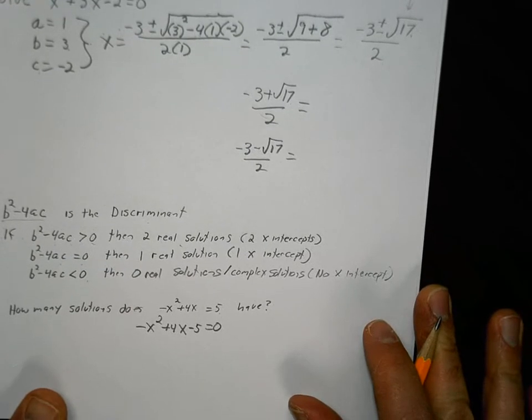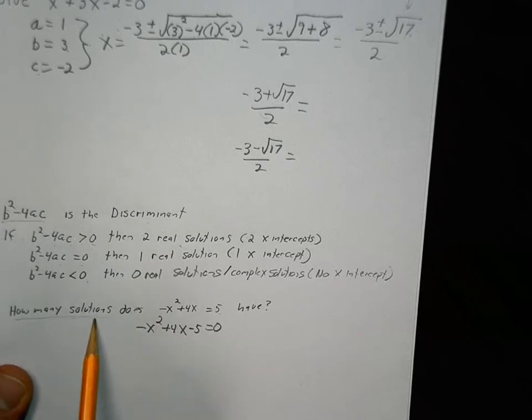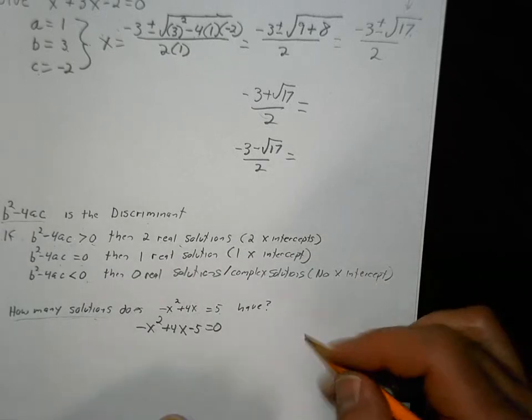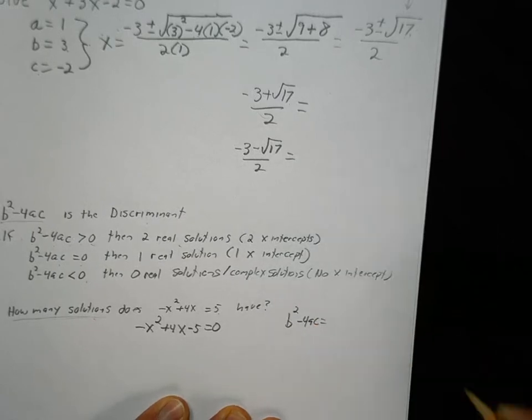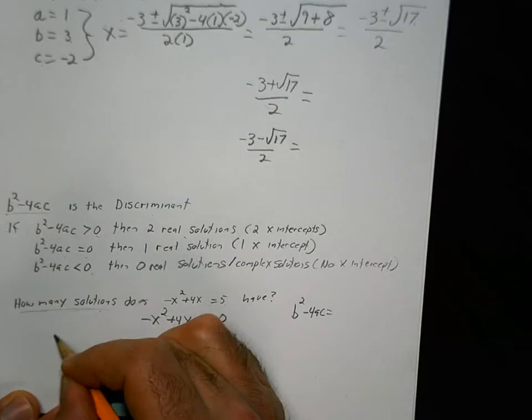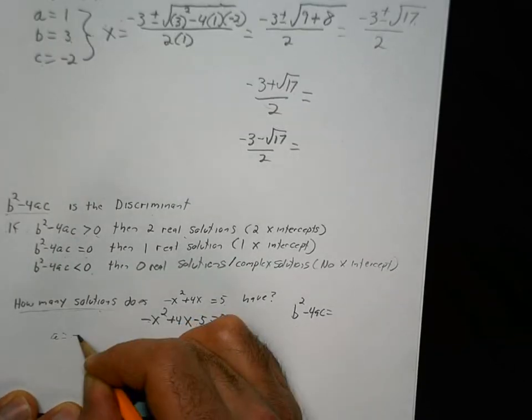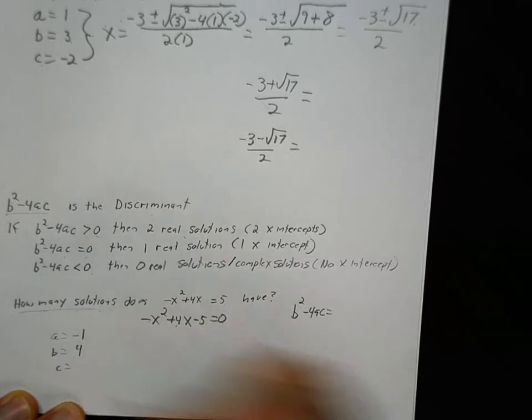Okay. Now I don't have to solve the whole thing if I just want to answer this question of how many solutions. All I have to do is look at the b squared minus 4ac part. So let's just do that part of it. In this case, I'm going to write this over here. A equals negative 1, b equals 4, and c equals negative 5.